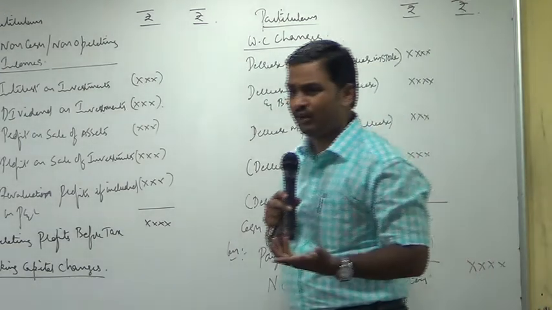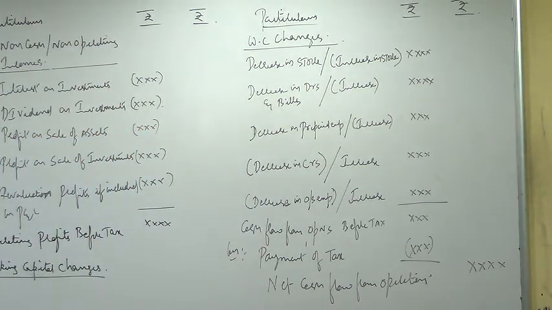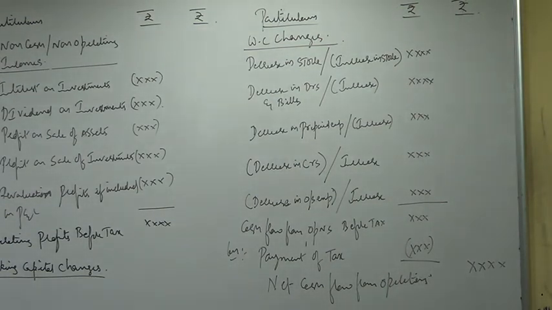Decrease in stock is an inflow of cash. How? If stock has reduced, that means stock has been sold, money has been realized. Decrease in stock is a cash inflow, whereas increase in stock is a cash outflow. Why cash outflow? You have spent money to purchase stock. Hence, increase in stock is a cash outflow.